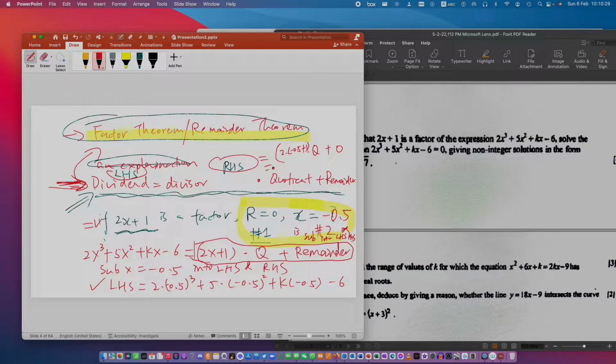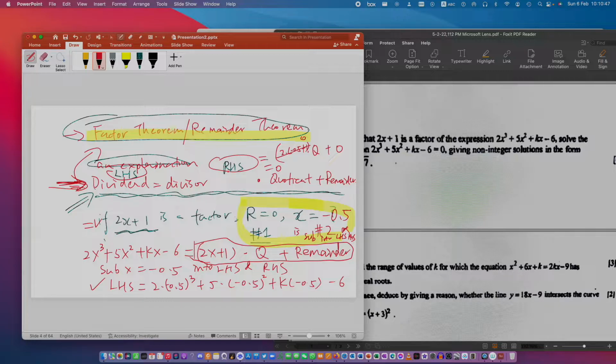Then your RHS is equal to 0. Why? Because this term is 0. So 0 times Q is 0, plus 0 is 0. Okay? So that's how you get your RHS equal to 0. So basically, what you do next is, you just get your LHS equal to your RHS. Then you can solve for your K.